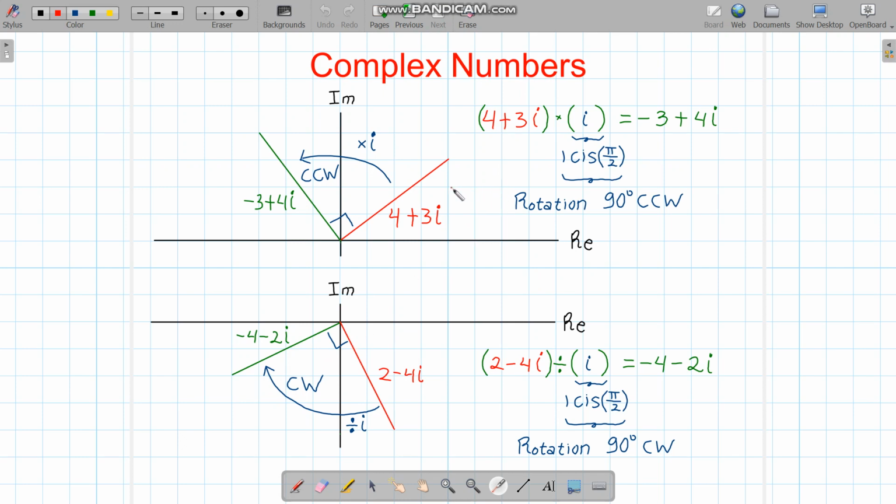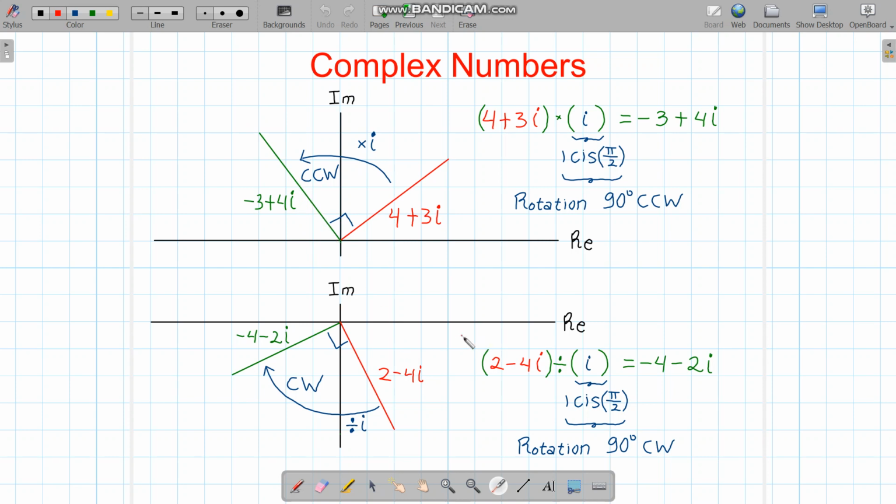And last one, so this is an example. If we have 4 plus 3i times i, well, i is actually 1 cis pi over 2. So this means the length is exactly the same because the modulus here is 1. We multiply by 1, so the length is exactly the same, but we rotate 90 degrees in the positive direction, or counterclockwise direction. So this is what we get. This is the original, and the result of the multiplication is the green one here.